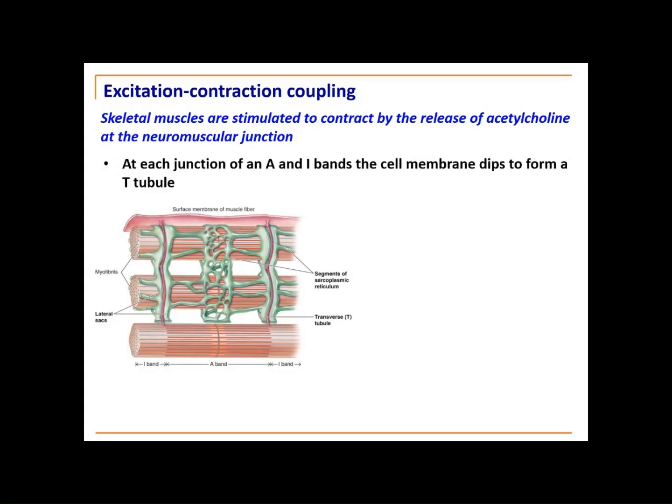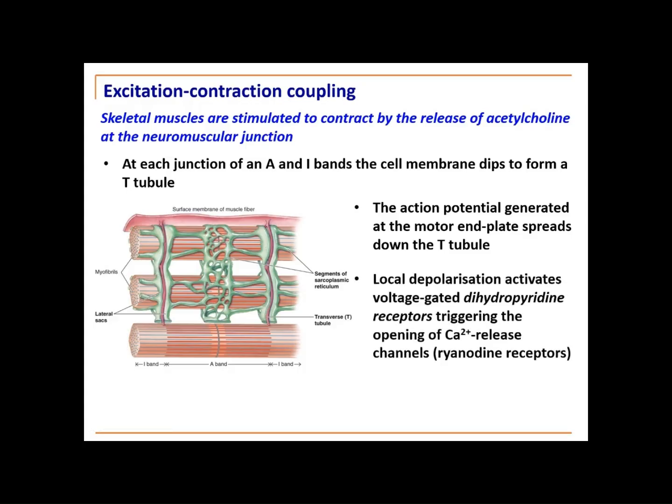And at each junction of an A and an I band, the cell membrane dips to form a T-tubule. So here you've got your thick fibres and your thin fibres, and you can see they're your A band and your I band. And at each of these junctions, you can see how the cell membrane dips. This green stuff is the sarcoplasmic reticulum. And in the sarcoplasmic reticulum, we have nice stores of calcium. So at each junction of the A and the I band, the action potential comes along, and then it moves down these T-tubules. You can see the action potential moving along nicely, then coming down these T-tubules.